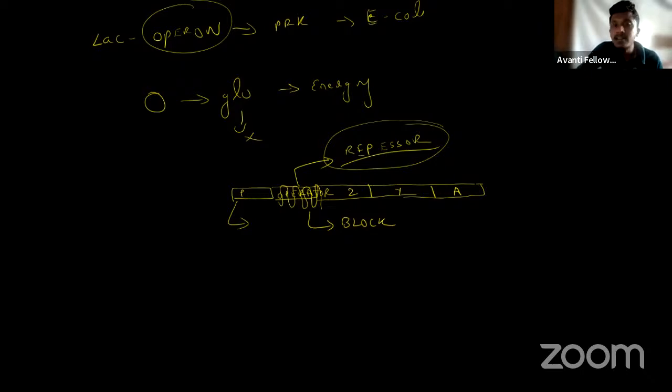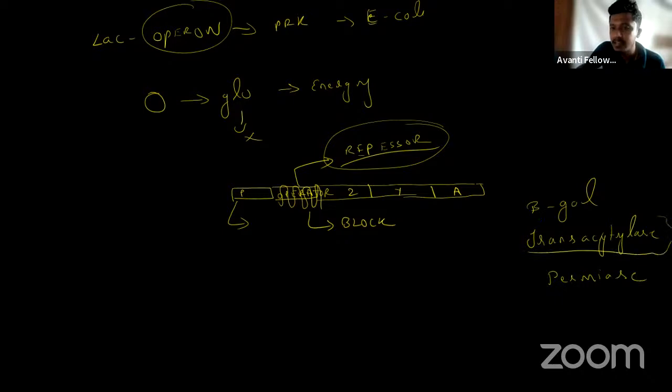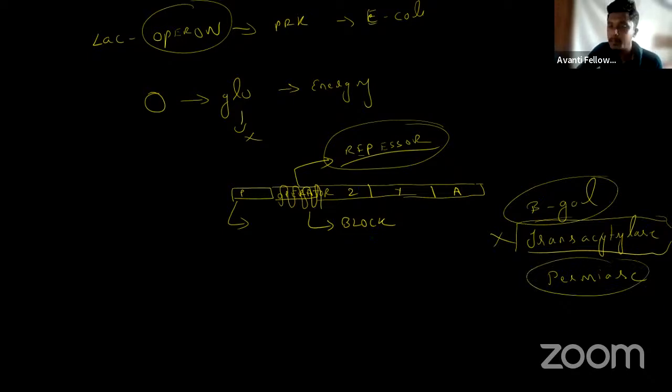Lac Z, lac Y, and lac A are three sets of genes coding for three different enzymes, for example, beta galactosidase, transacetylase, and permease. Here, the transacetylase function is quite unknown, so we neglect it. Beta galactosidase and permease are the two important ones. That is, lac Z produces beta galactosidase, and lac Y produces permease. Understood? So let us go back to the experiment.